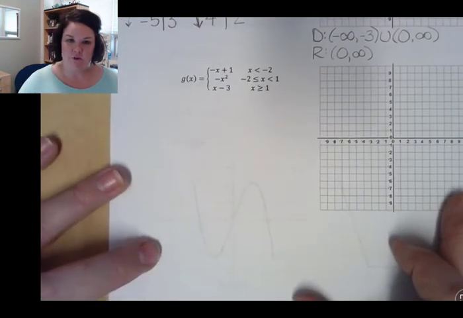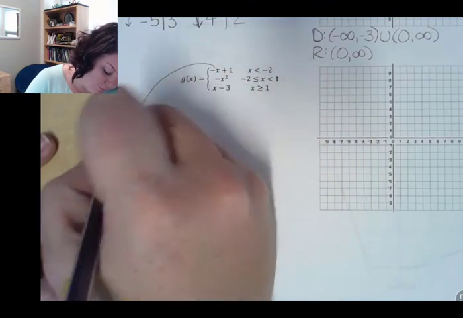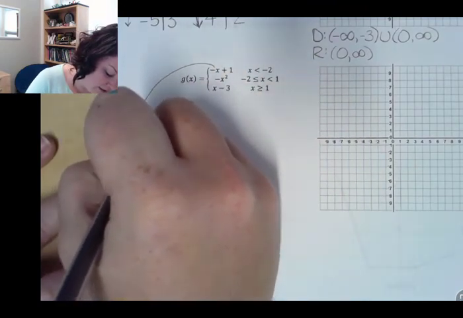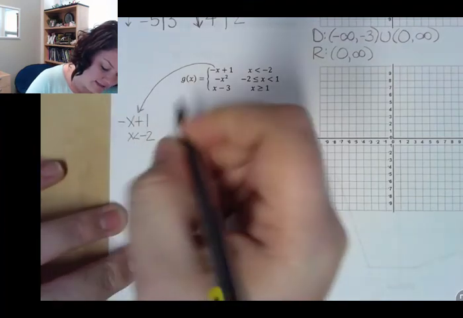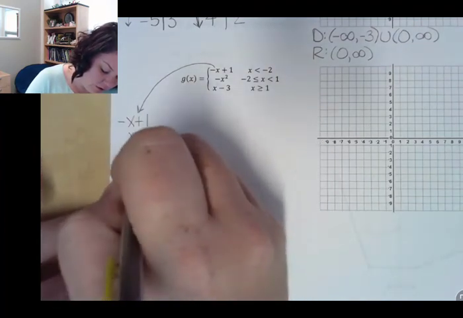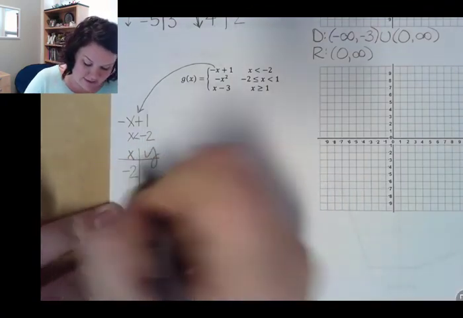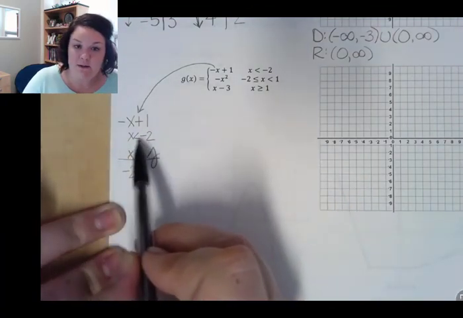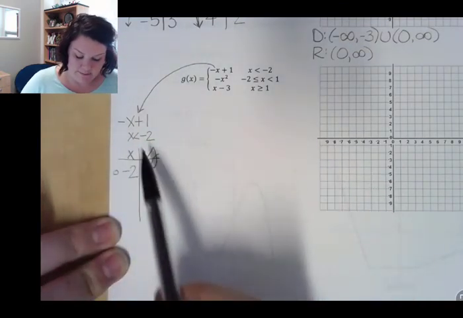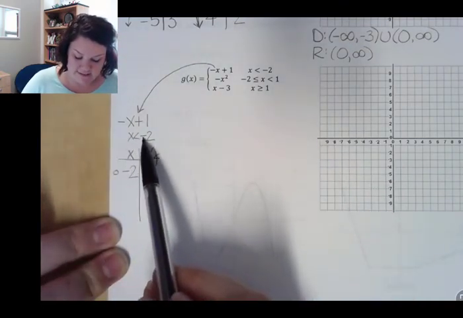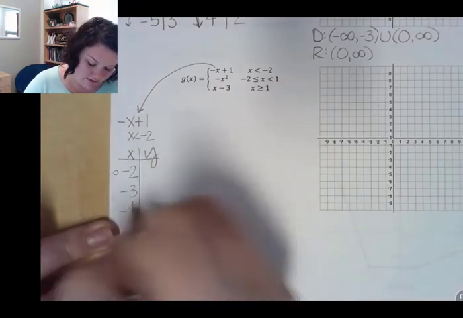Okay. So on this one, we're going to do our 3 pieces separately. So first piece is negative x plus 1. And this is for x's strictly less than negative 2. So on my xy table, I want to pick negative 2 because that's an important endpoint, but it's not included. So I use an open circle. Then I pick additional x's that are less than negative 2. So I'm going to pick negative 3 and negative 4.